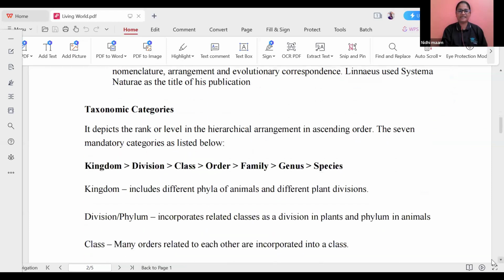When we come to the taxonomic categories, most important in CET, kingdom is the highest category. The lowest category is species. You will know the respective definitions.